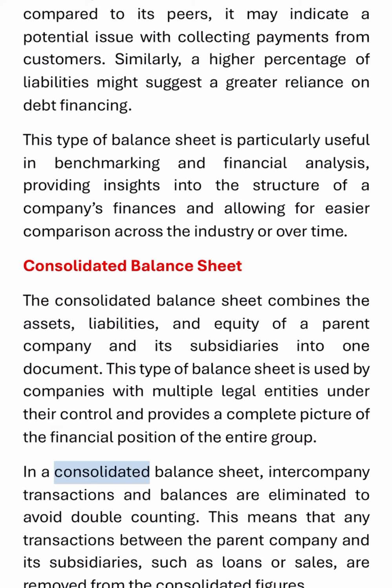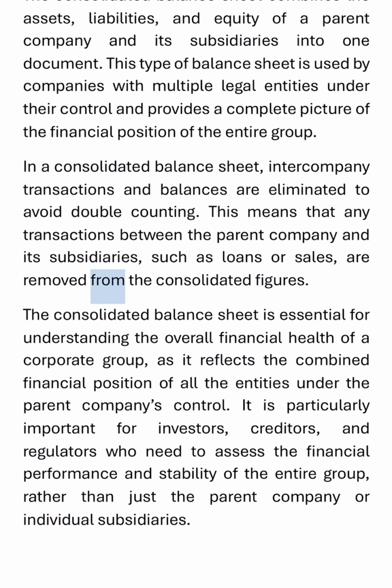In a consolidated balance sheet, intercompany transactions and balances are eliminated to avoid double counting. This means that any transactions between the parent company and its subsidiaries, such as loans or sales, are removed from the consolidated figures. The consolidated balance sheet is essential for understanding the overall financial health of a corporate group, as it reflects the combined financial position of all the entities under the parent company's control.